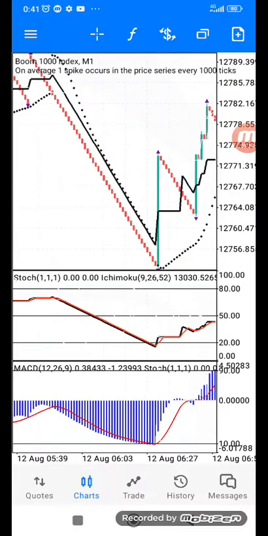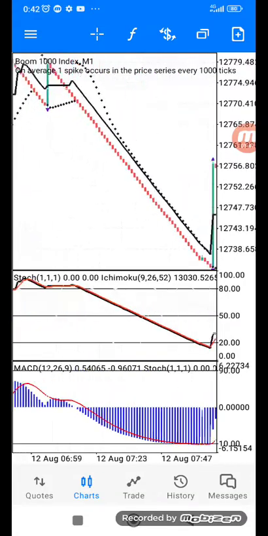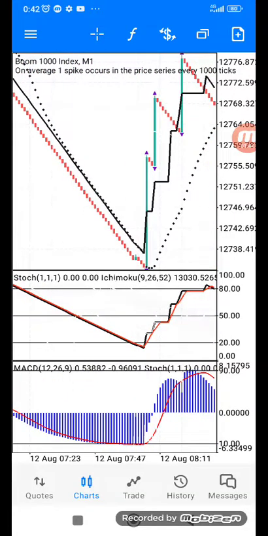So what you just need to do is, if you are trading BOOM 1000 or BOOM 500, you want to trade spike, a bullish spike, and if you are trading Crash 500 or 1000, that means you want to trade spike down, that is bearish spike. So what you just need to do here is very simple. I'm going to give you the settings after I've explained how I'm using it.